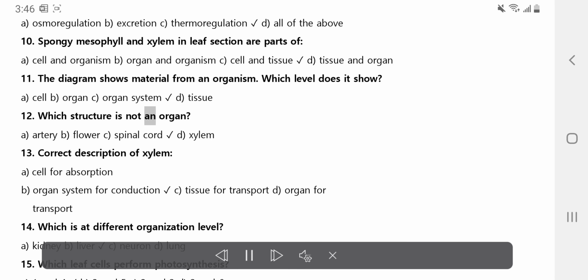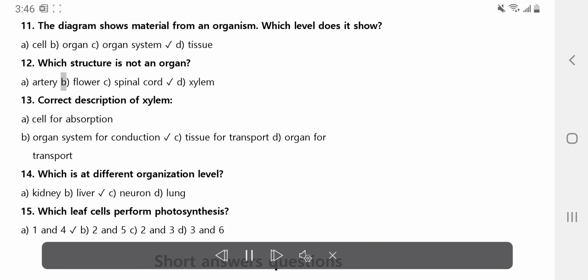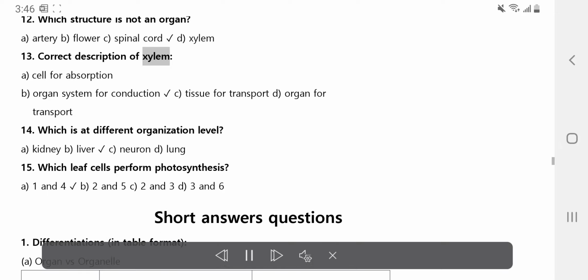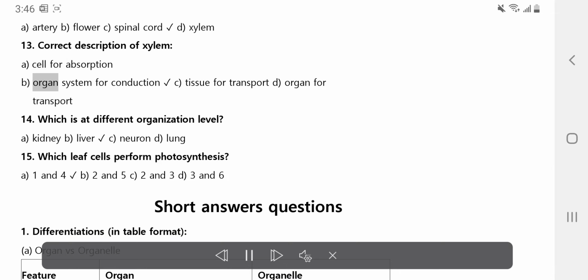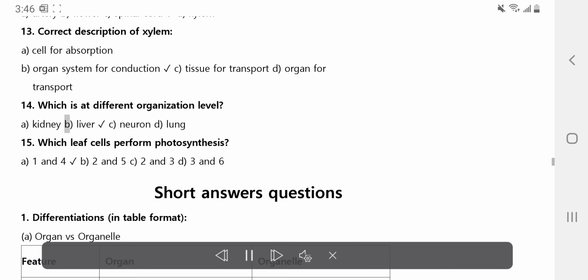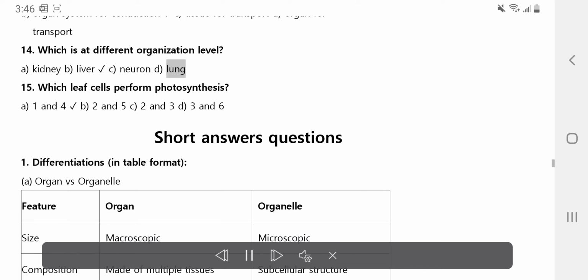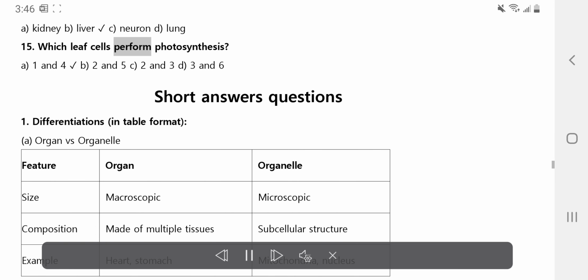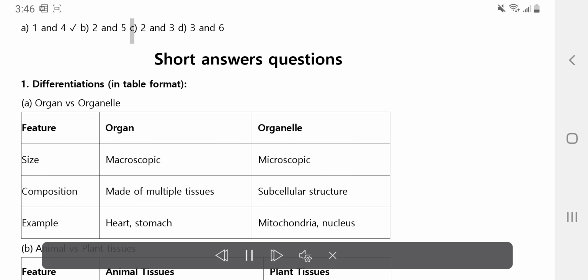12. Which structure is not an organ? A. Artery. B. Flower. C. Spinal cord. D. Xylem. 13. Correct description of xylem. A. Cell for absorption. B. Organ system for conduction. C. Tissue for transport. D. Organ for transport. 14. Which is at different organization level? A. Kidney. B. Liver. C. Neuron. D. Lung. 15. Which leaf cells perform photosynthesis? A, 1 and 4. B, 2 and 5. C, 2 and 3. D, 3 and 6.